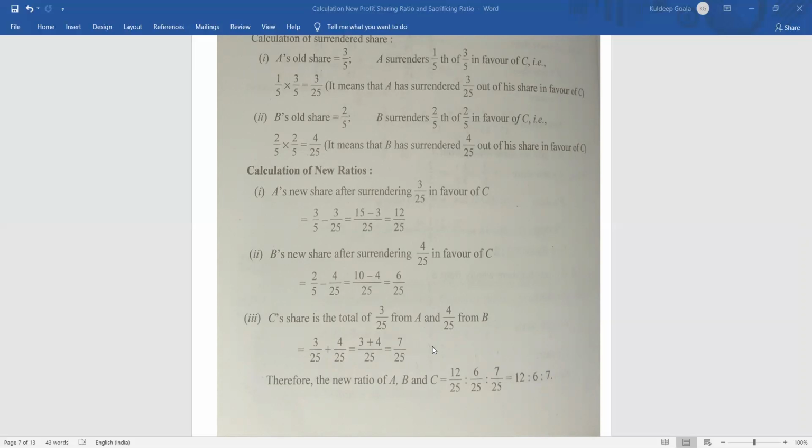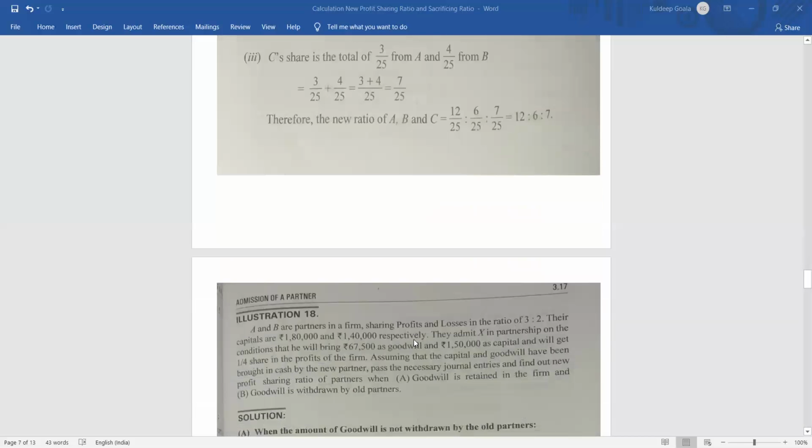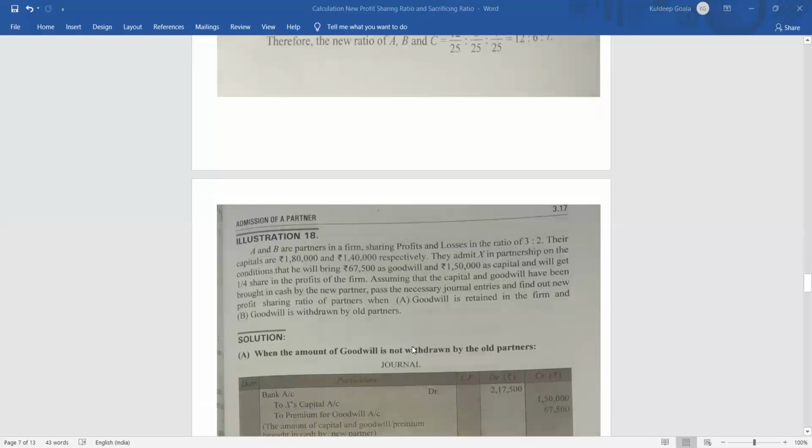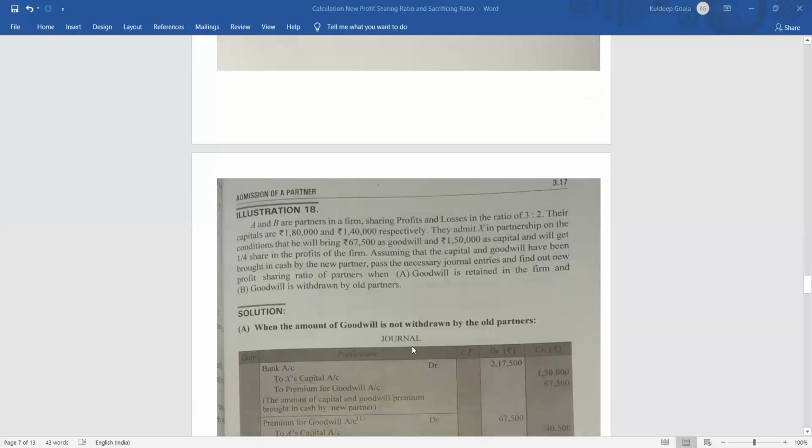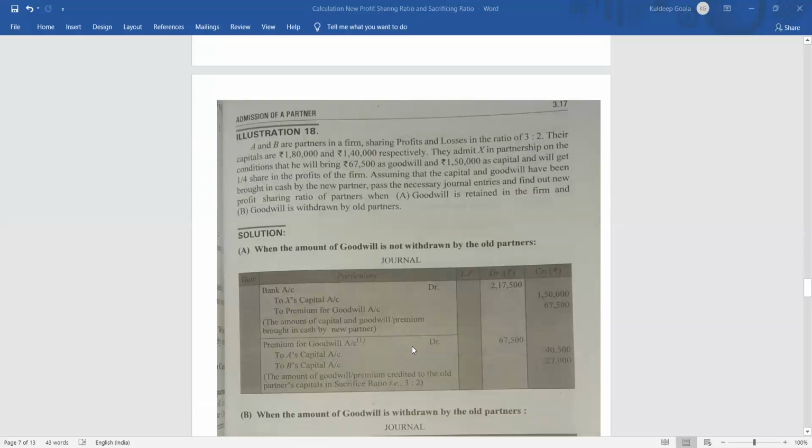Right? This is how you're going to calculate. This is very important. This is what I wanted to show you the previous day also. But no, doesn't matter. Today we are going to see that. Is it clear? So now we are going to learn about the premium for goodwill.